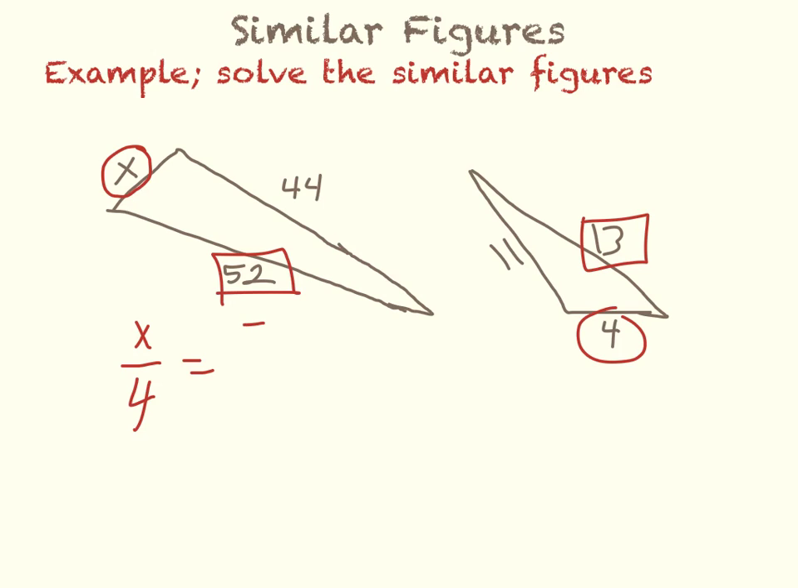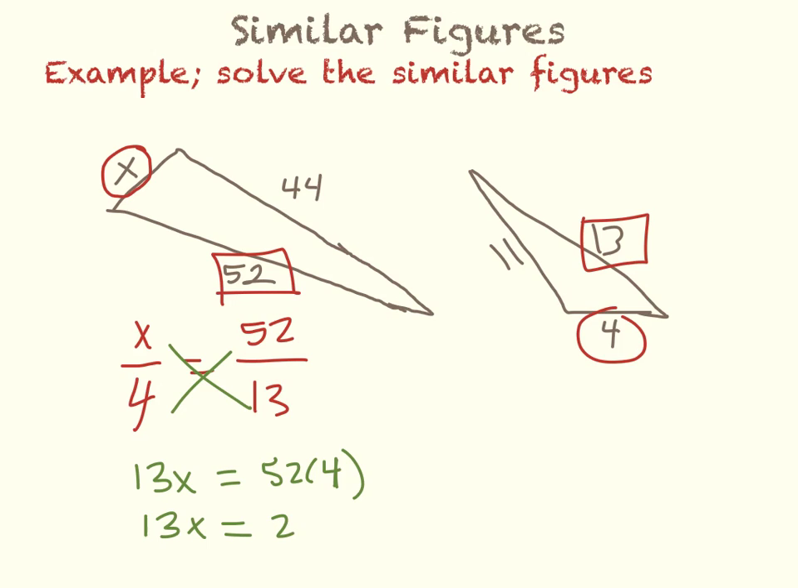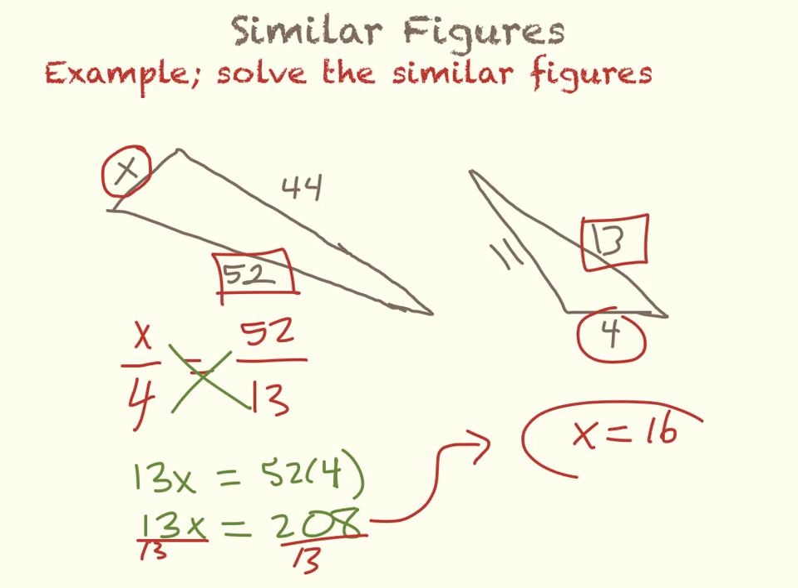So then I'm going to say the 52 is with the x, so I'm going to put it on top, and the 13 was with the 4, so I'm putting it on bottom. And at this point, we can do our cross multiplication, and we have 13x equals 52 times 4, which would be 13x equals 208. So if we solve, we divide by 13. And we would get x equals 16. So the x side is 16.